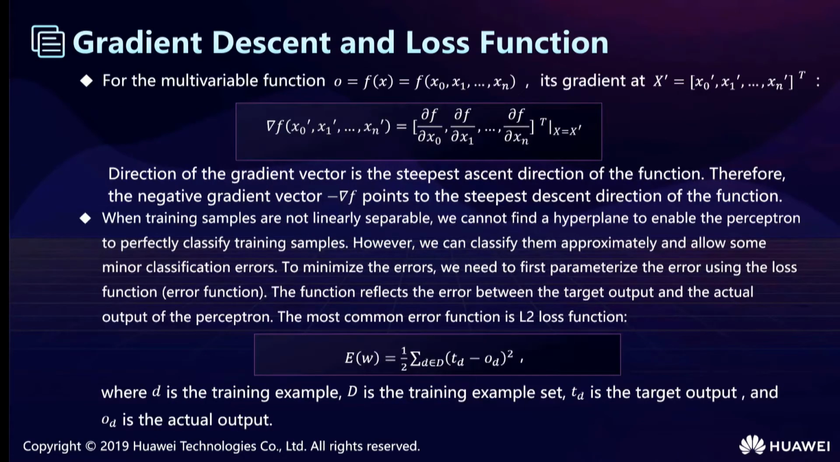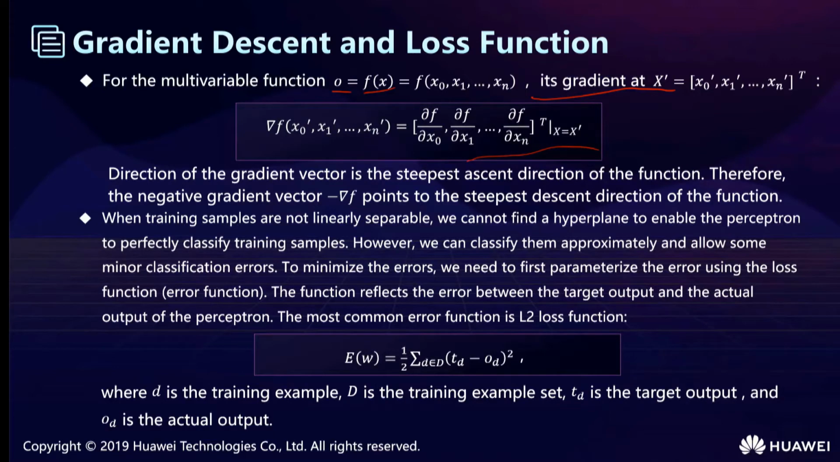For a multivariable function f, its gradient at a point is like that. We calculate this for these functions, and the direction of the gradient vector is the direction in which the function increases fastest. Therefore, the negative gradient vector points in the direction of steepest descent of this function.